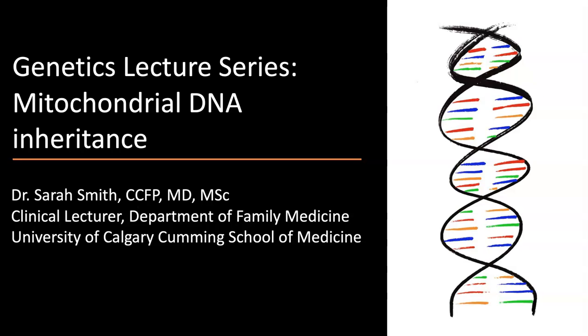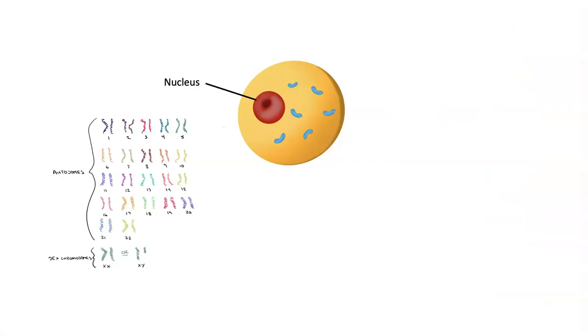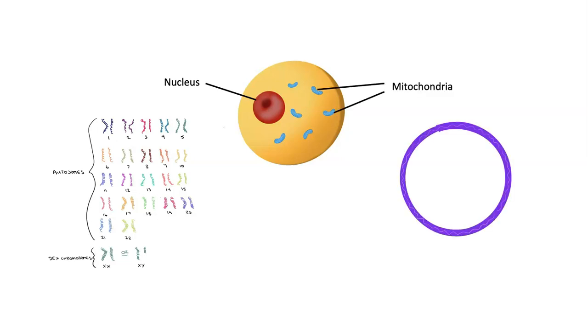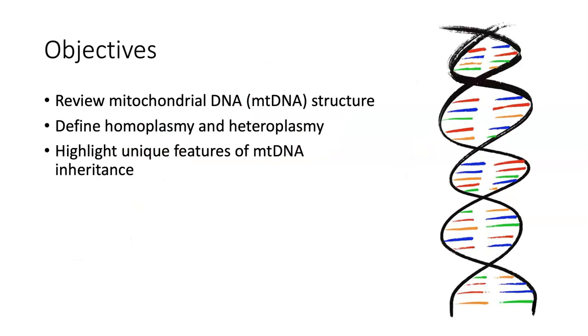So far, we've spent a lot of time learning about nuclear DNA and its association with human health and disease. In today's podcast, we are going to focus on mitochondrial DNA and the features of inheritance associated with the mitochondrial genome. The objectives for today's podcast are to review the composition of mitochondrial DNA and its relevance to the cell, to define homoplasmy and heteroplasmy, and to highlight what makes mitochondrial DNA inheritance unique.